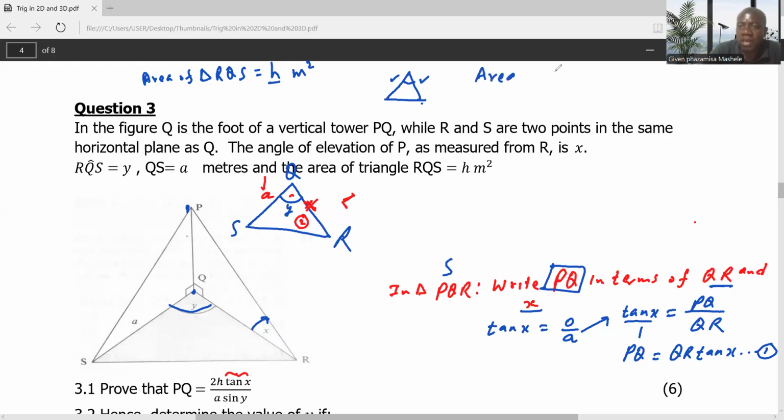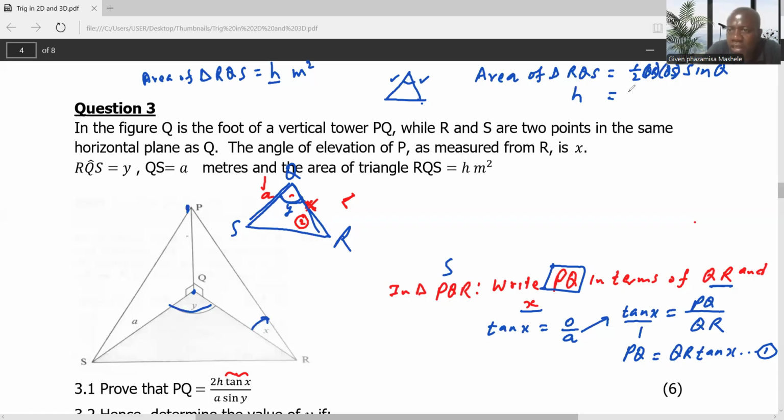Area of triangle RQS is half, open, close, half, open, close, sine of the angle. Which angle do you want to use here? I will use angle Q because I know this is angle Q. So what are the sides that form angle Q? It's QR and QS. So I'm going to put QR and QS because these are the sides that form that angle. And what is the area? The area is H, guys.